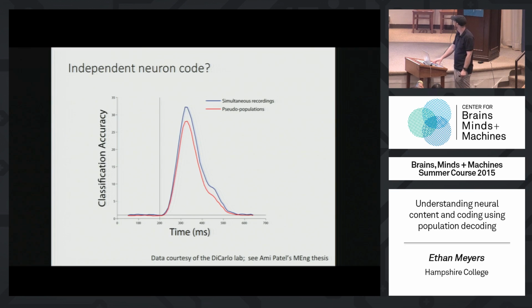Okay? And so here are the results. What I found was that in this one case, there was a little bit extra information in the simultaneous recordings as compared to the pseudo-populations. Okay? But it wouldn't really change many of your conclusions about what's happening. It's like a 5% increase or something.